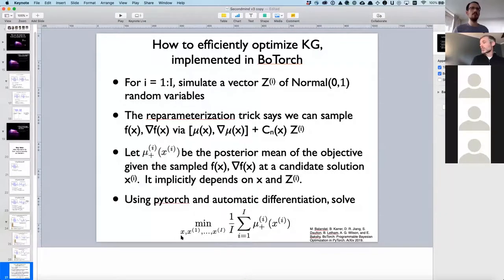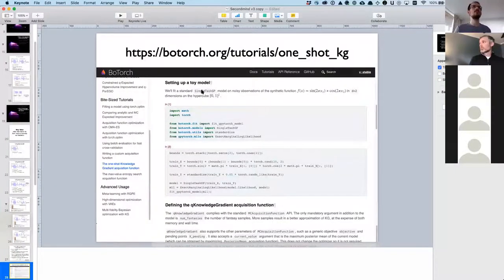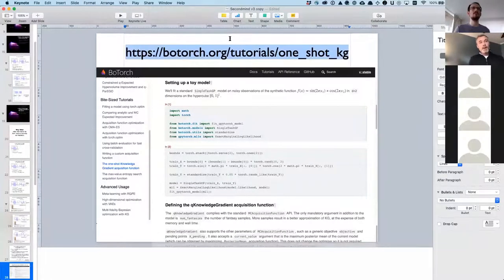where basically I simultaneously optimize the point that I'm evaluating and, for each of the possible realizations of Z, each of the, they call them fantasies, where the minimum of the new posterior mean will be. Okay? That's what they call one-shot knowledge gradient, and you can go to this website, download their package and get a nice implementation of this, which is flexible enough to apply to specific gray box problems of interest, and has nice GPU support through PyTorch and leverages automatic differentiation in order to solve that one-shot optimization problem efficiently.